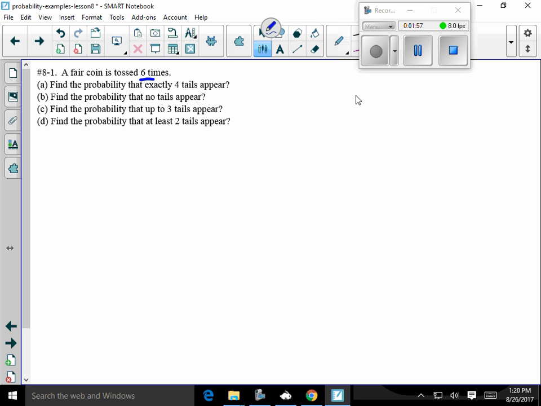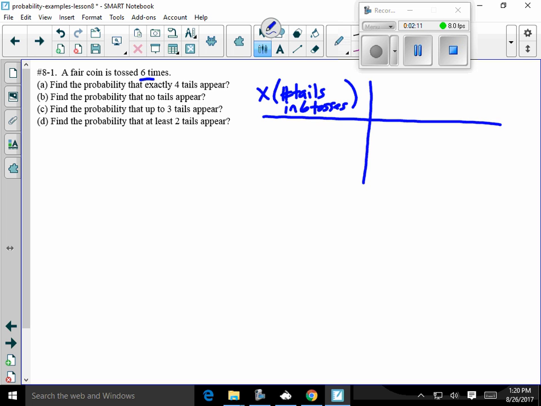Okay, so as soon as I detect that, then I'm going to create a random variable. In this case, it's going to represent the number of tails in 6 tosses. And then I'll list out the possible values. I could have no tails at all, or 1, or 2, or 3, or 4, or 5, or all 6 of them can be there. And then I can figure out the probability associated with each of these things using one of the binomial calculator functions. So for part A, we're talking specifically about the probability of having exactly 4 tails.